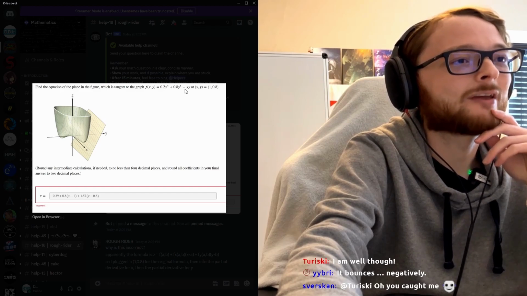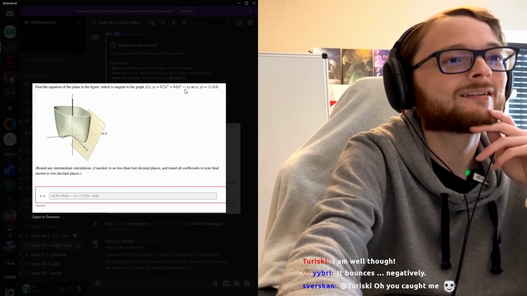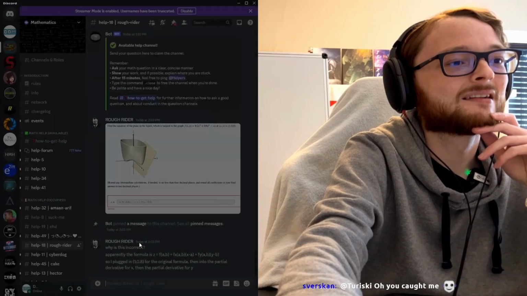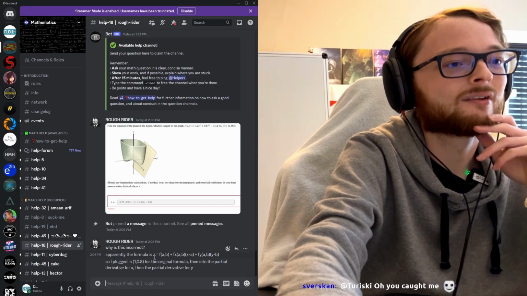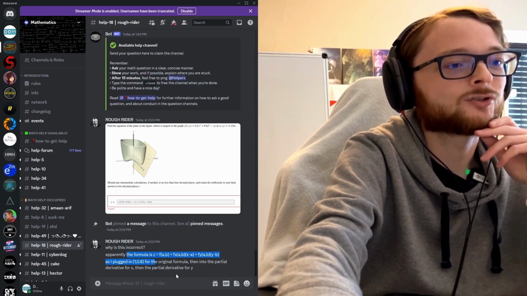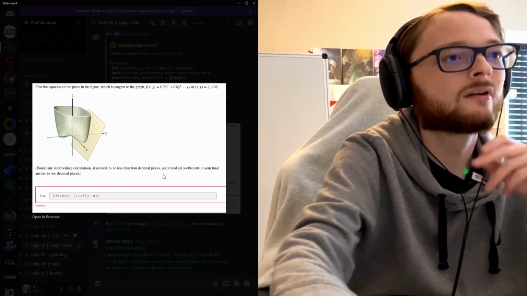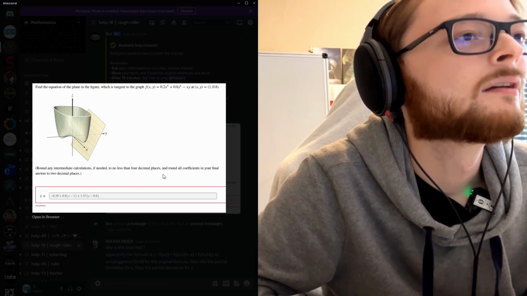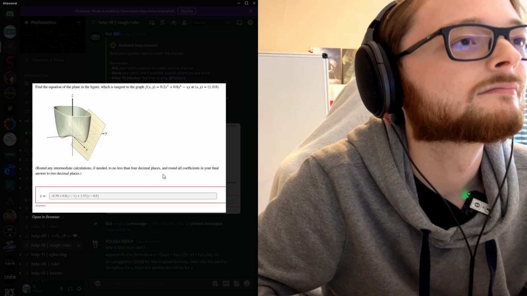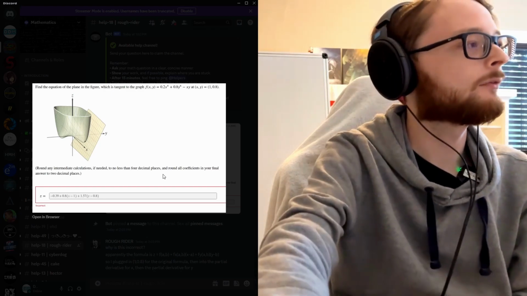So we can find the equation of a tangent plane for this function, I guess. Why is this incorrect? That feels like my recollection of how you do this. I guess let's work through this for ourselves and see if we get the same answer.